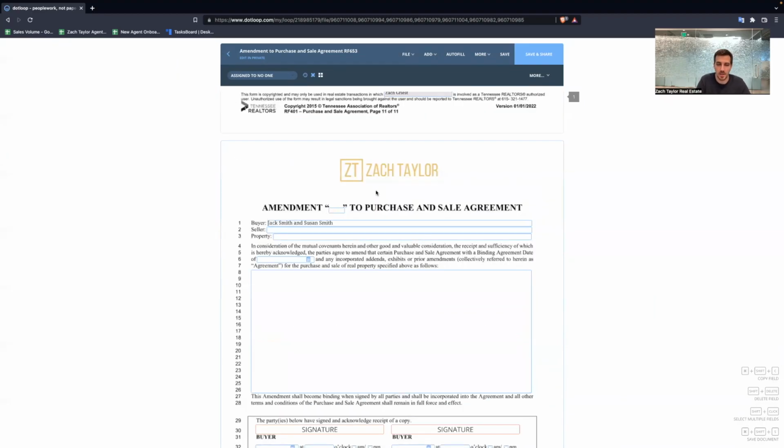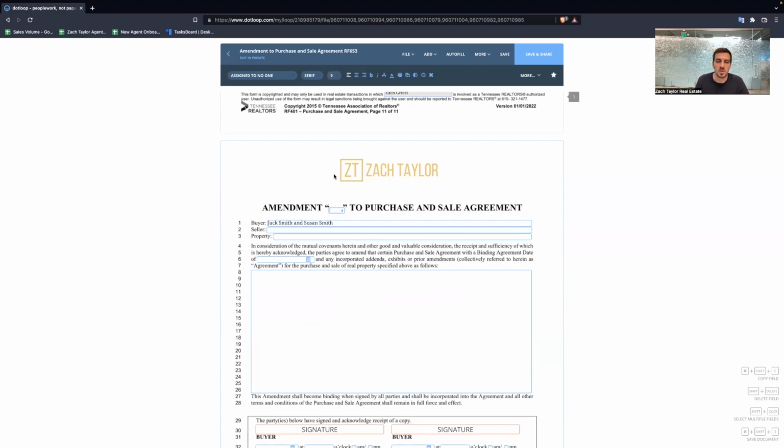An amendment, you are amending or changing terms to the purchase and sale agreement. So everybody's already signed off on the initial contract, and we could be the next day after it's bound, but now we need to change something. We need to amend it. So that's what amendments are used for.